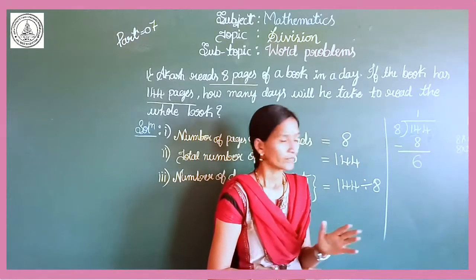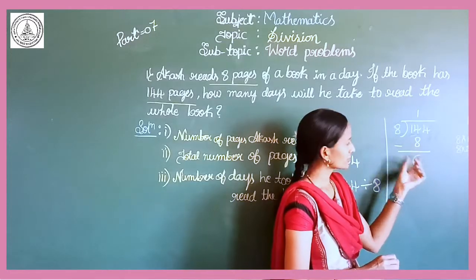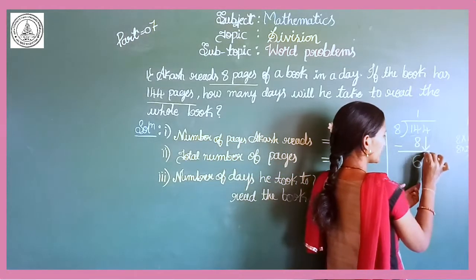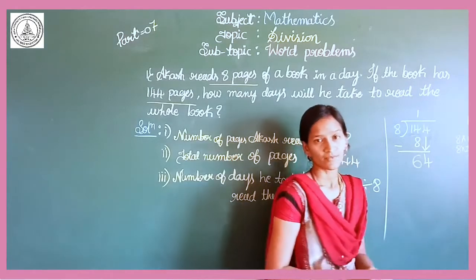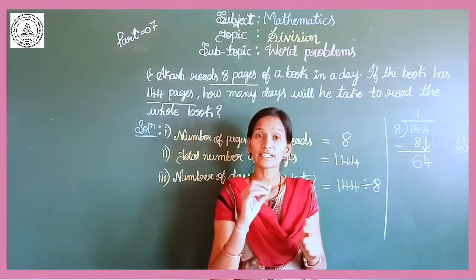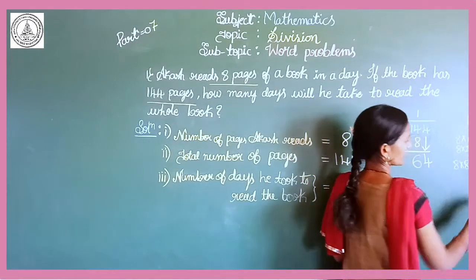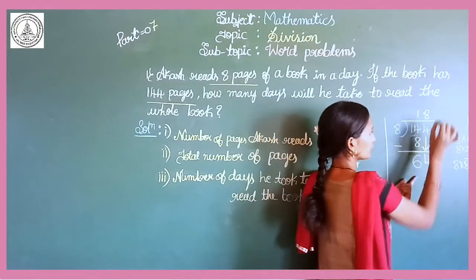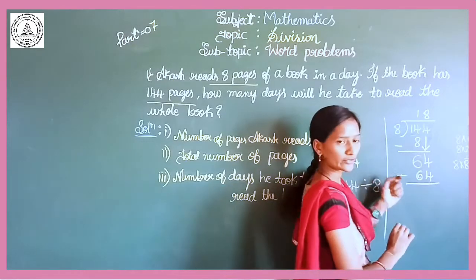Right? So next, compare these two numbers, 8 and 6. It is a small number. Right? So compare this 8. But we have one more 4. So I bring down this 4 and write it in front of this 6. Right? Yes. In the table of 8, is there 64? Yes. 8 8s are 64. Right? So now I am writing this 8 above this 4. 8 8s are 64.